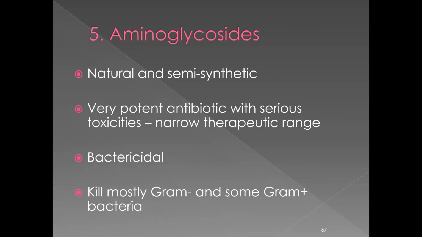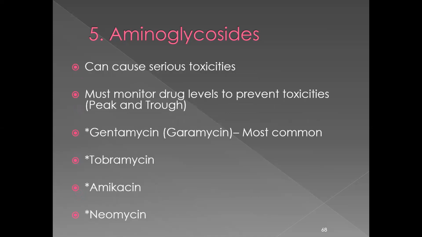Fifth one, aminoglycosides. They are natural and semi-synthetic. They're very potent antibiotics with serious toxicities. It has a very narrow therapeutic range. It is bactericidal and kills mostly gram-negative and some gram-positive bacteria. It can cause serious toxicities, and we must monitor drug levels to prevent toxicities. So that's usually the peak and trough levels. Common ones here are gentamicin, which is again the most common in this class, and there's tobramycin, amikacin, and neomycin.